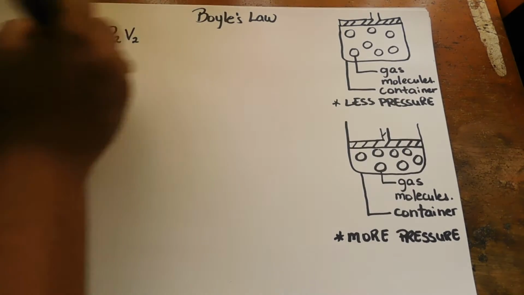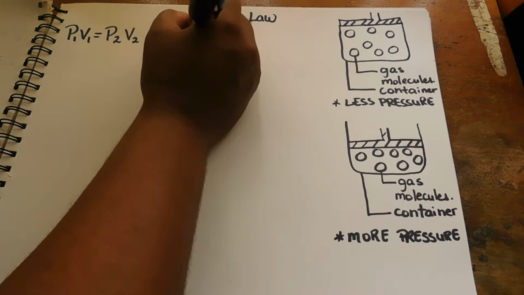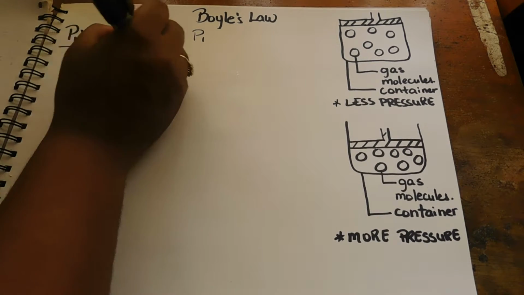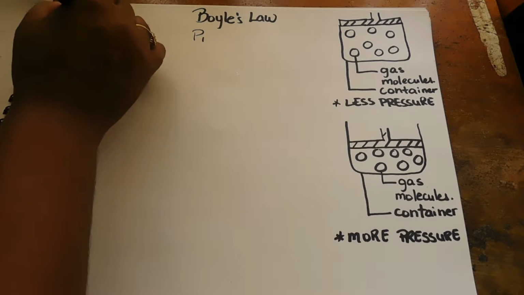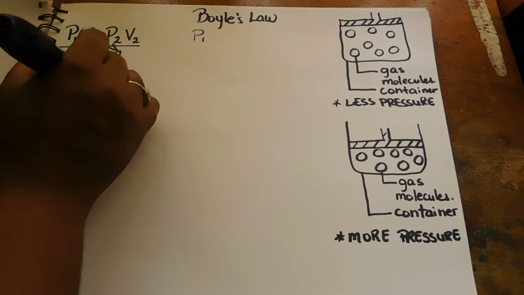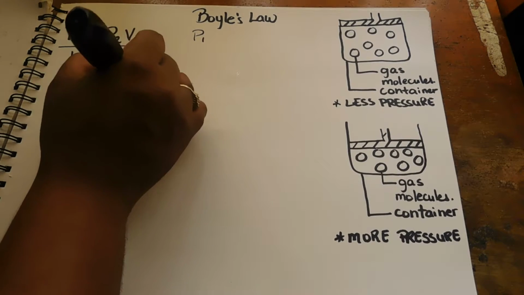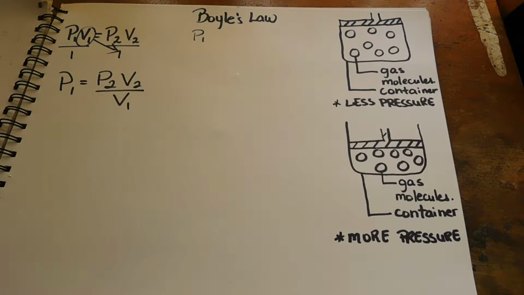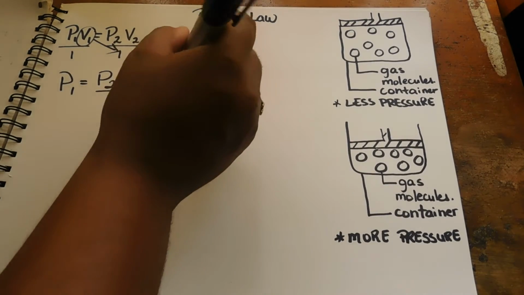Now, if you're solving for P1, it's very easy. You put everything over 1, remove V1, and you end up with P1 is equal to P2, V2 over V1. Awesome, right?